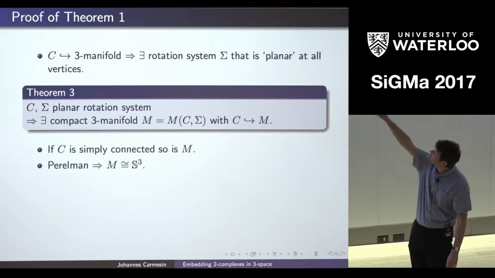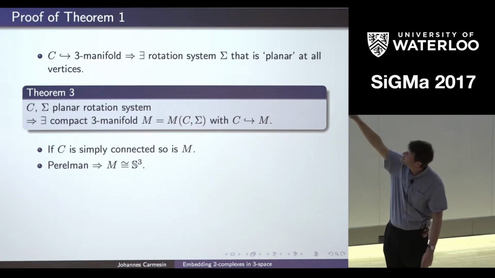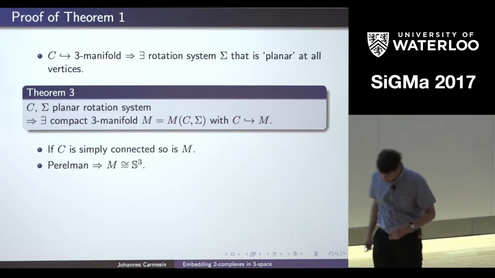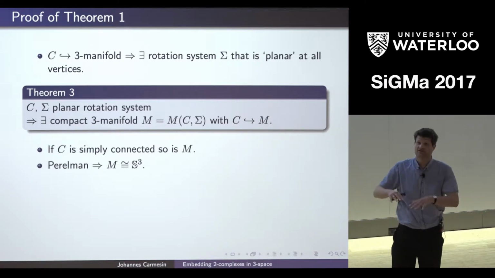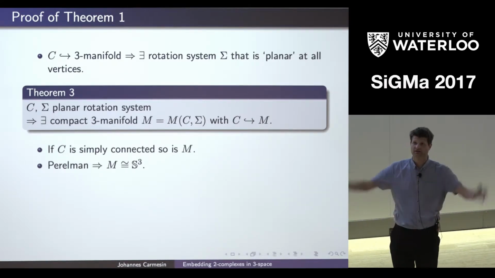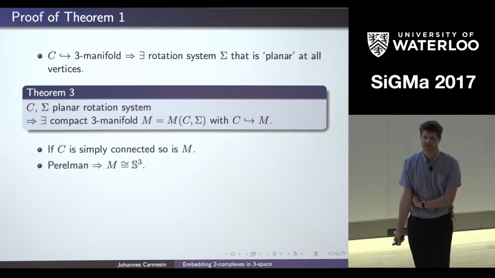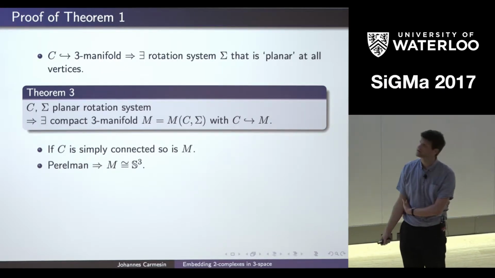So if we combine this with the theorem above, then we can deduce that the 3-manifold we construct actually must be the 3-sphere if the 2 complex is simply connected.